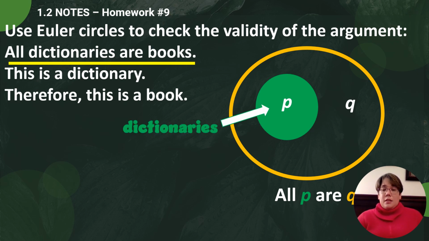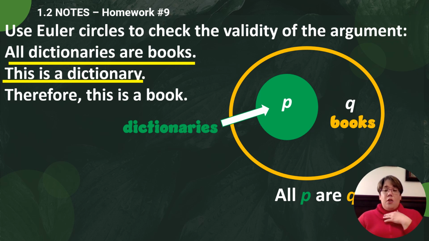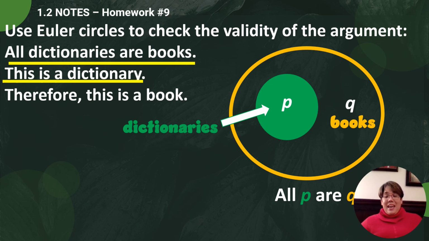So I'm going to let dictionaries be my P and books be my Q. Okay, let that sink in, because that's your first step: trying to figure out what is P, what is Q, which set of these little circles to use. Once you figure that out, the second thing is to go to your second line. This is a dictionary.